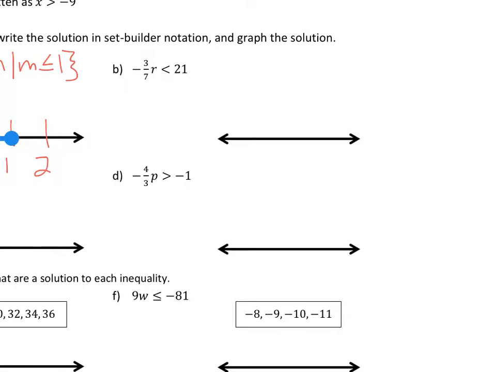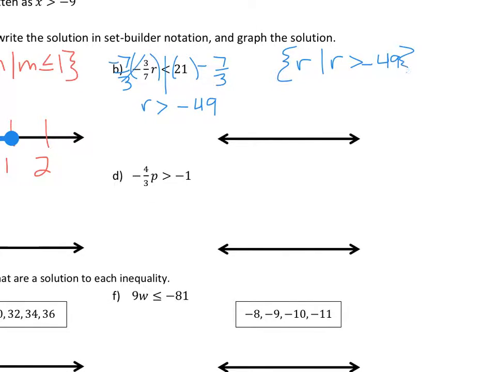Letter B. Negative 3 over 7 r is less than 21. When we have a fraction, we need to multiply by its reciprocal. Its reciprocal is negative 7/3. So those cancel. I have r, and 21 times negative 7/3 winds up being negative 49. And again, I need to flip the symbol, so it becomes r is greater than negative 49. So the set of all r, such that r is greater than negative 49.